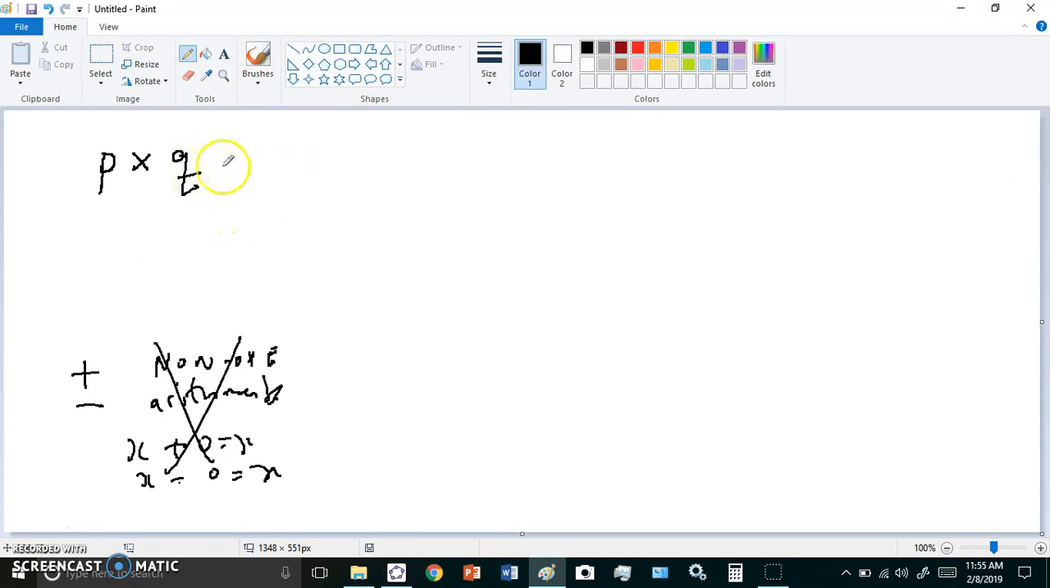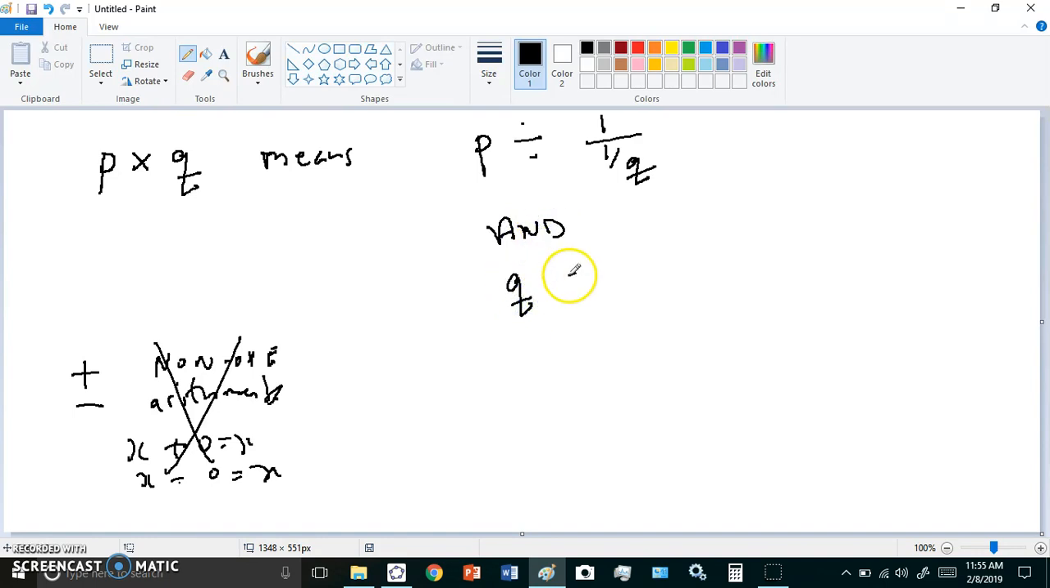Now, what does this mean here? This here means p divided by 1 over q, because remember, multiplication is derived from division, not the other way around. And it means q divided by 1 over p. Both of these must be true. As you saw in the example, the one with 0 doesn't work. So if you have 0 divided by 1 over 3, that's going to give you 0.